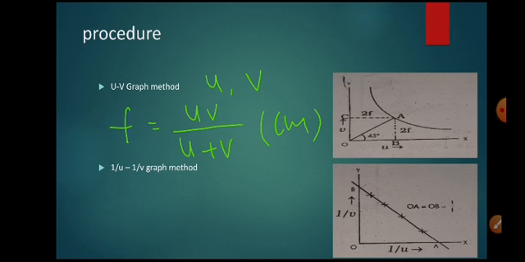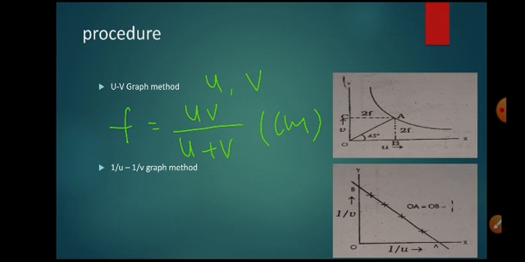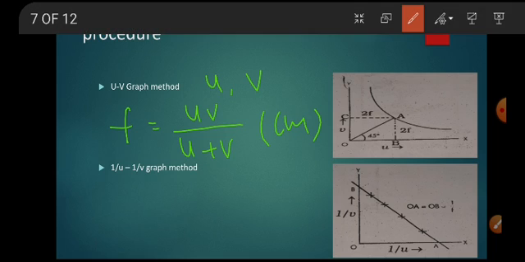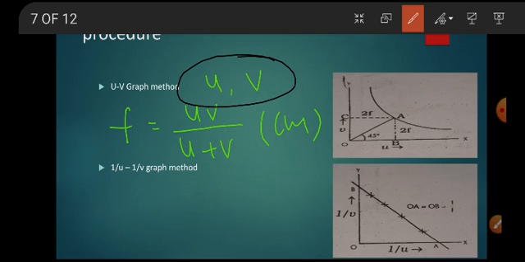Here there are 2 graphical methods. One is the u, v method, for which you need only the u and v values. The other is the 1 by u, 1 by v method, for which you need the 1 by u and 1 by v values. As you know the u and v values, you will get the 1 by u and 1 by v simply by calculation. So you have to substitute these values and plot a graph.